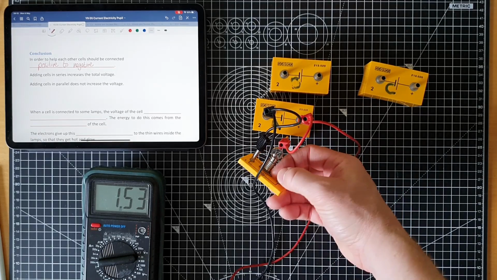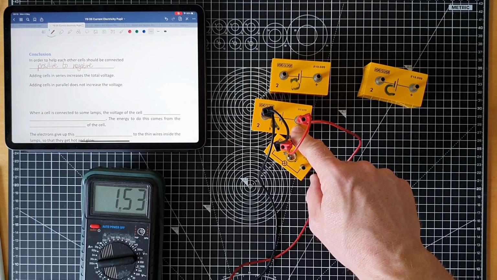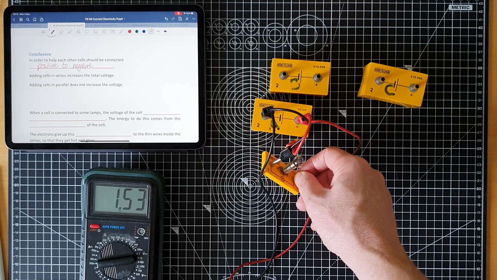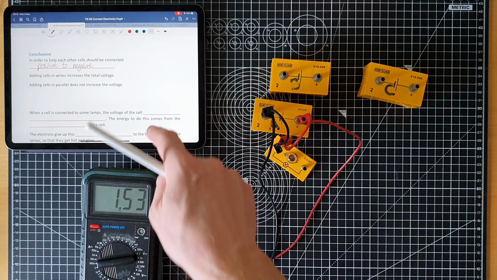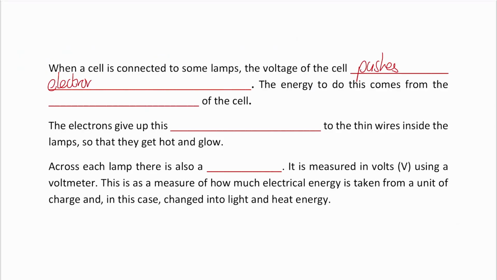So in summary, that's how a cell works. It stores chemical energy, it provides electrical energy, and it pushes the electrons around the circuit. So when a cell is connected to some lamps, the voltage of the cell pushes electrons around the circuit. And the energy to do this comes from the chemical energy of the cell. That pushes the electrons around, and that is what electrical energy is. So in this case, the chemical energy is turned into electrical energy.